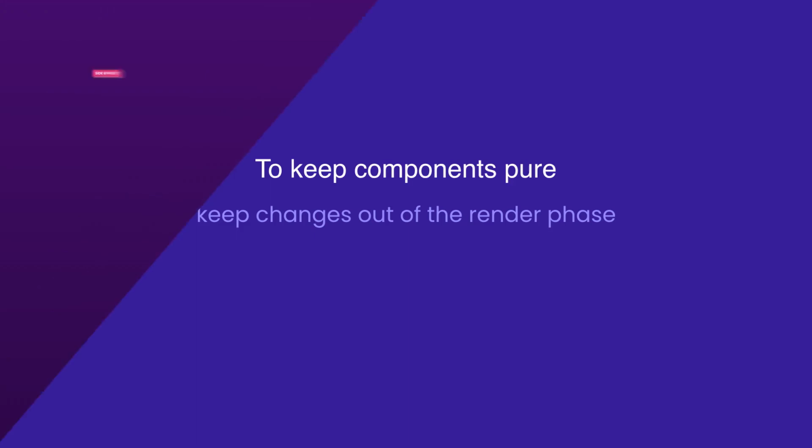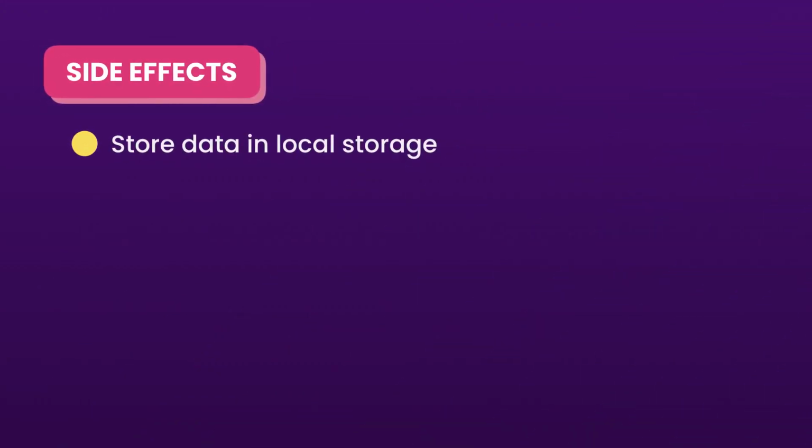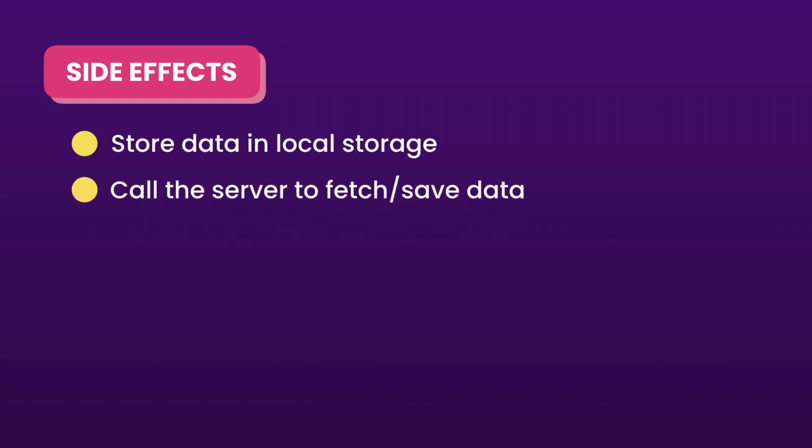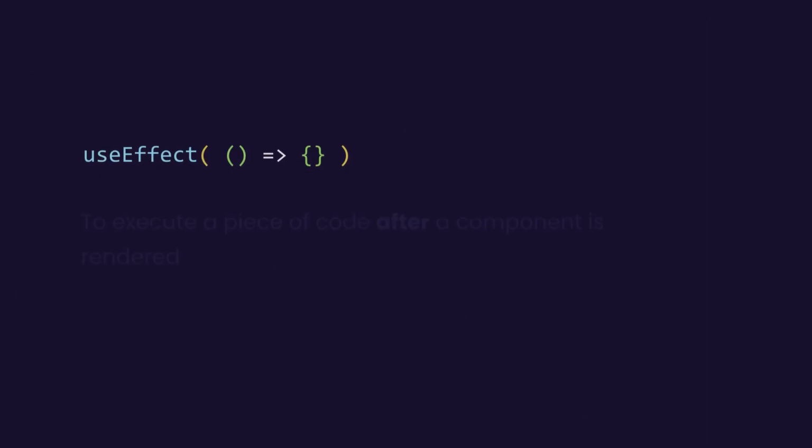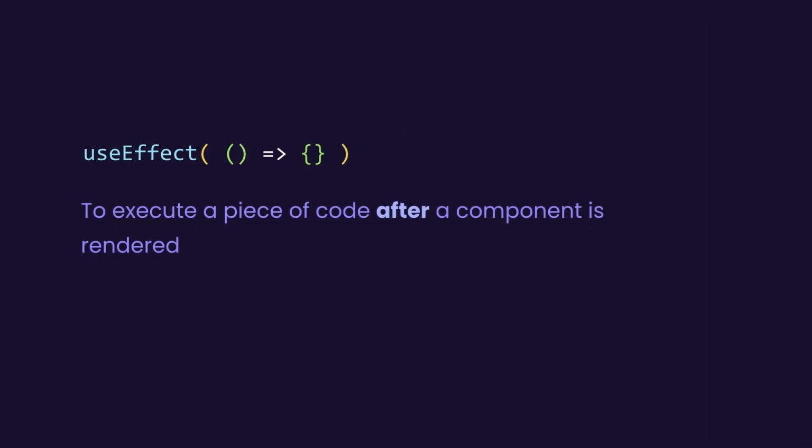But there are situations where we might need to store some data in the local storage of the browser so we can remember it in the future. Or we might need to call the server to fetch or save the data, or we may want to manually modify DOM elements. Now, none of these situations are about rendering a component. They have nothing to do with returning some JSX markup. So where can we implement them? That's where the effect hook comes in. With the effect hook, we can tell React to execute a piece of code after a component is rendered.